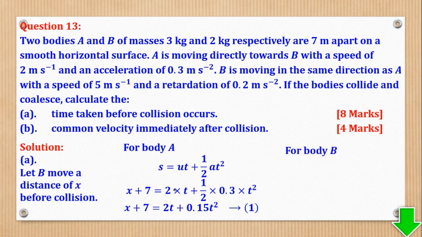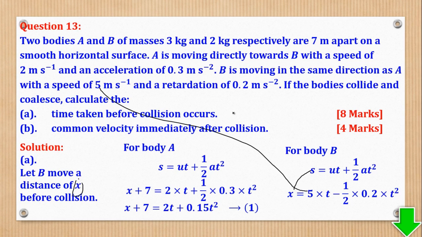Then for body B, using the second equation still, distance is x, which you already let here. Then the u is 5. And retardation means negative this. That is why you are seeing a minus here. So that gives you equation 2.